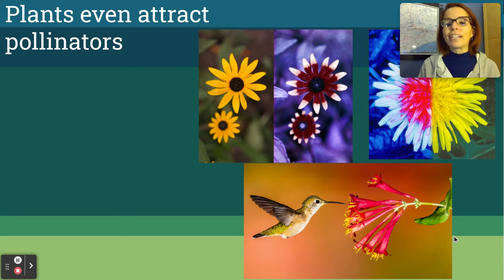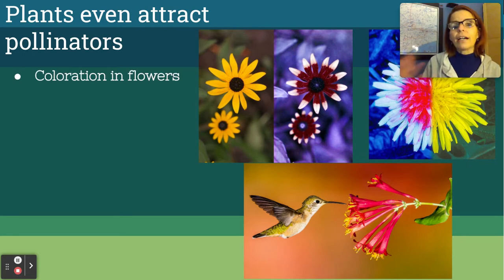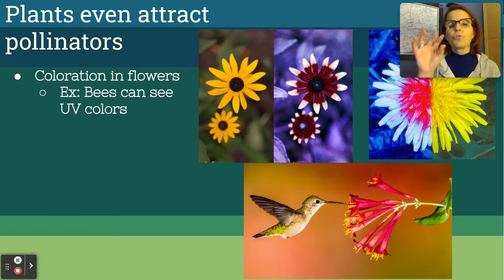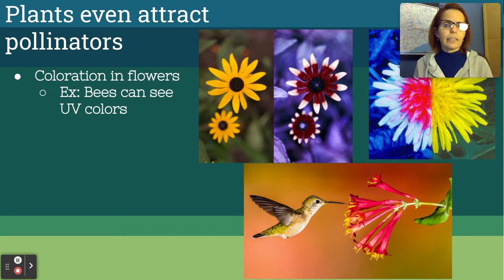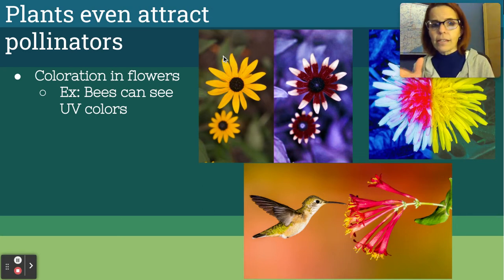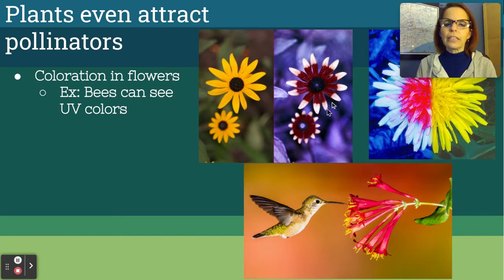Plants even attract pollinators. The color in their flowers is specific to the organism that pollinates them. So for example, bees are able to see ultraviolet colors that we cannot see. These two sets of photos on top show you what bees see. This is what the human eye sees. We can't see ultraviolet color. This is what the bee sees.